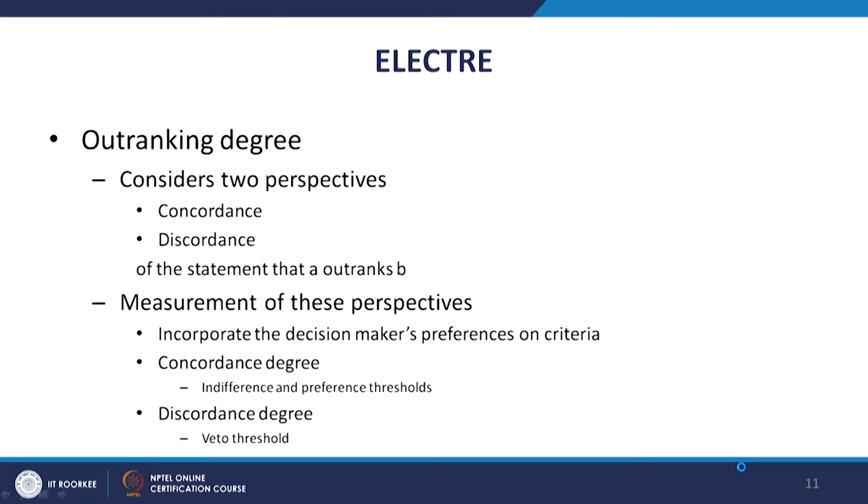Both concordance and discordance are measured for a particular statement, for a particular outranking relation like A outranks B, or A is at least as good as B. For all those outranking relations we do our measurements from the concordance and discordance perspectives. So, what do we require to perform these measurements? Let us talk about that particular aspect. For measurement of these perspectives, we incorporate the decision makers' preferences on criteria.